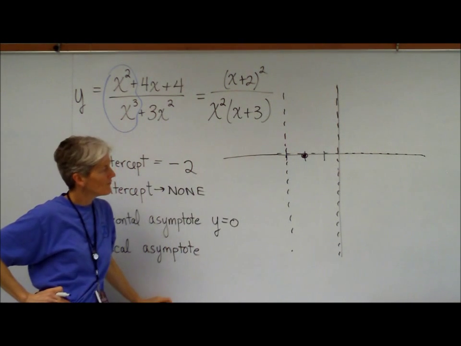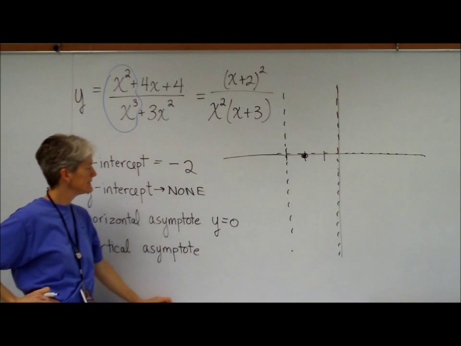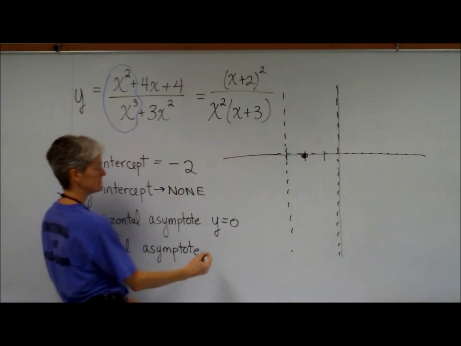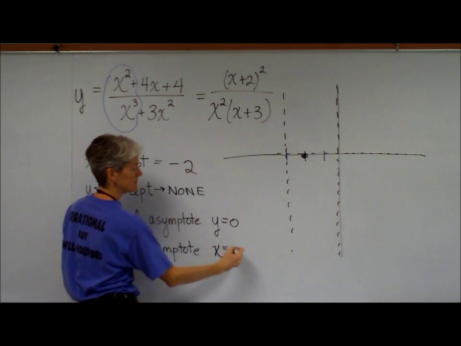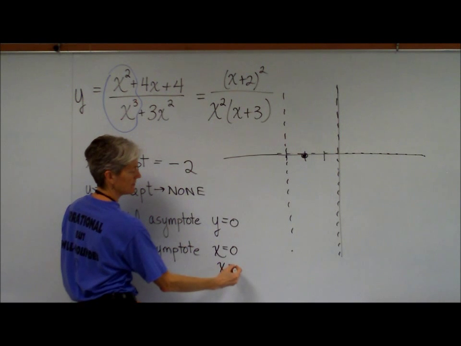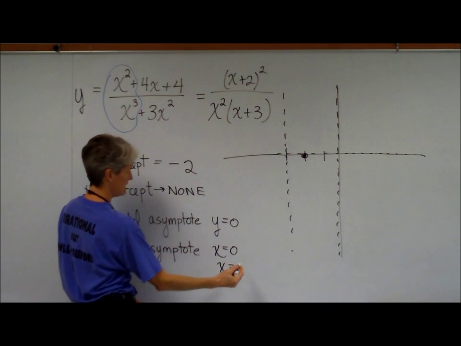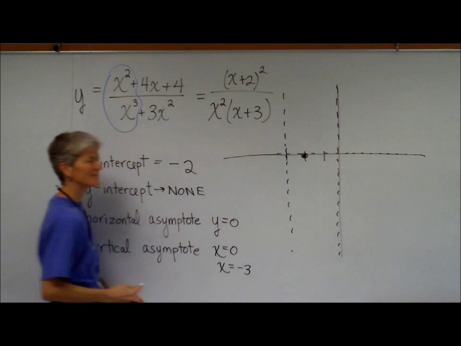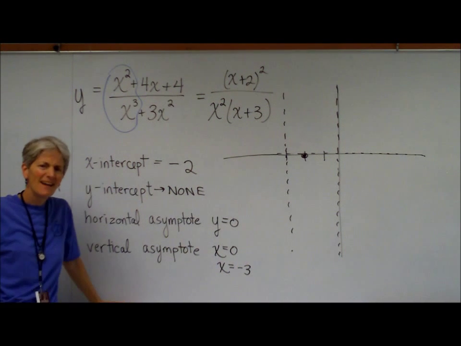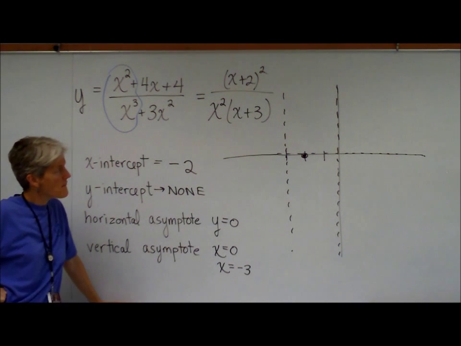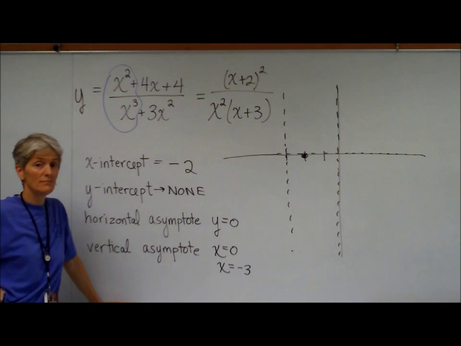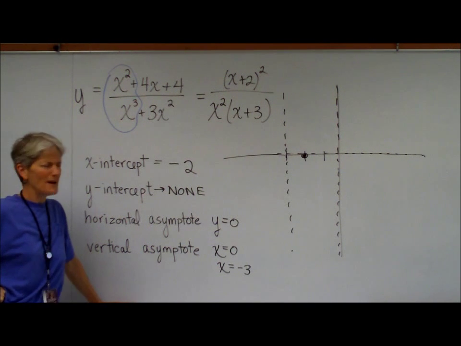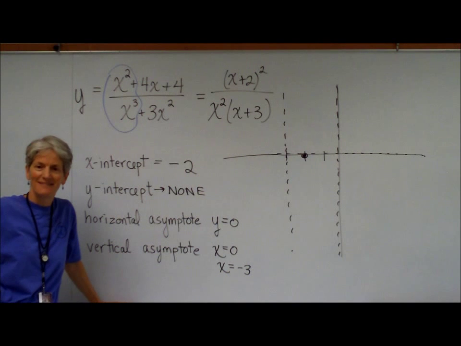So, Ms. Stewart, would it ever be possible to have a vertical asymptote at the same place that you have your x-intercept? You know what I'm saying? Sometimes students wonder that. Say you have an x-intercept of -2. Could it be possible to have a vertical asymptote there? Absolutely inconceivable. Why is that?